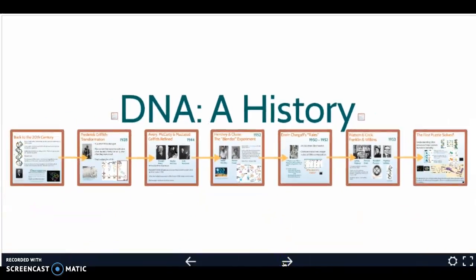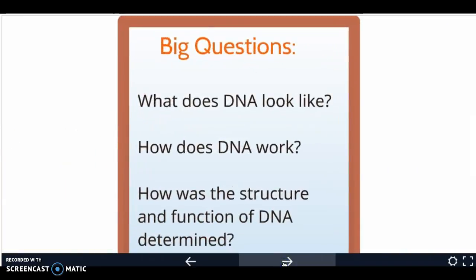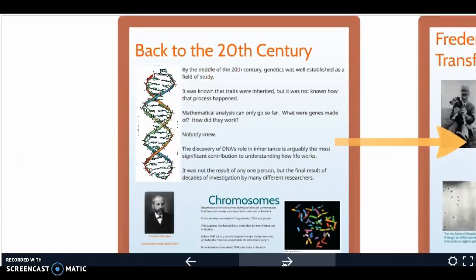So let's just talk about the history component now, because it's important to introduce you to some interesting people that have made what we know today. Again, just like always, our big questions are: what does DNA look like? How does it work? What is the structure and function of DNA? And how is it determined? These are the people that got us there.